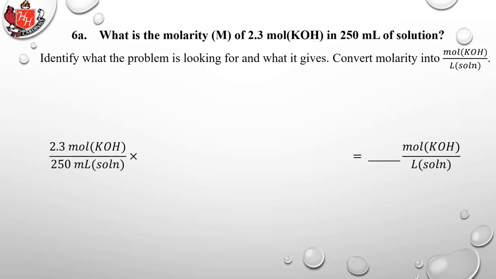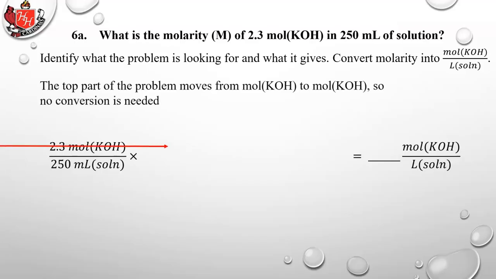Now the way you deal with these problems, I call them two-story problems. You have a top story, the numerator, and a bottom story, the denominator. So first we're going to deal with the numerator. We're going to make any conversions that we need to make. We start with moles of KOH, and we end with moles of KOH. So there's no conversion necessary. You're already in the units that you want in your final answer.